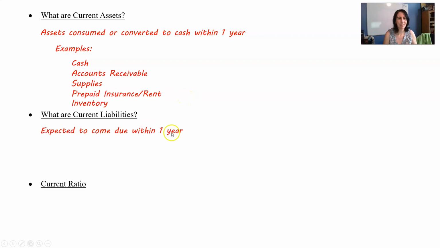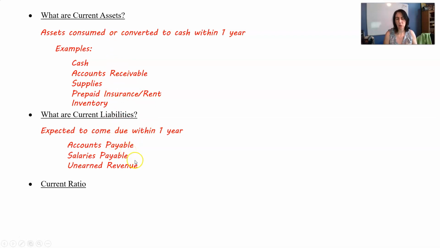Current liability, same thing, expected to come due within a year. Typical accounts payable, salaries payable, unearned revenue, right? All of these, your people expect to be paid within a year. If it's unearned revenue, it's when you collect cash and then you have to perform a service. They probably expect that service to be performed within a year. Okay, so those are your typical short-term liabilities and short-term assets.